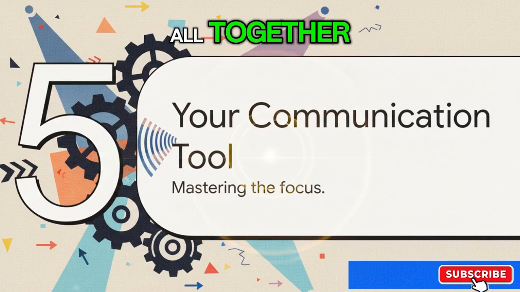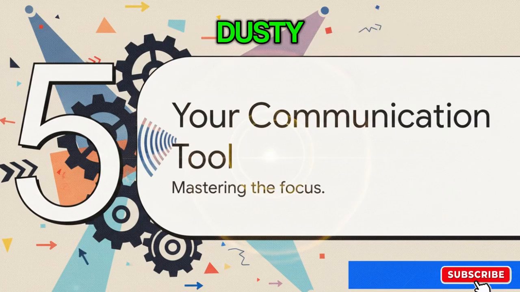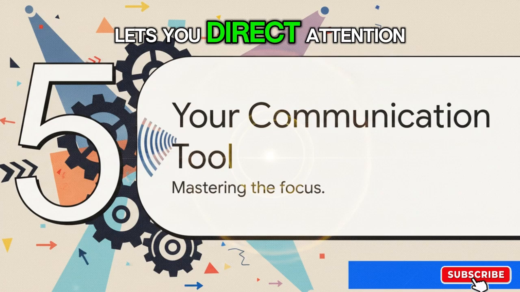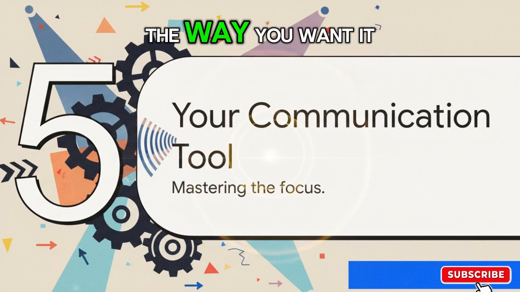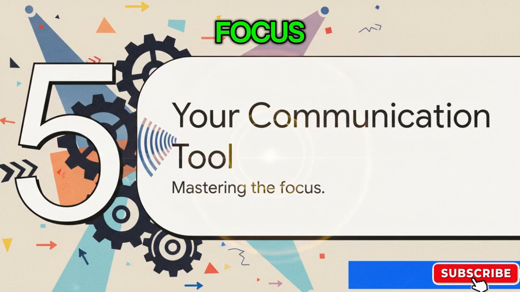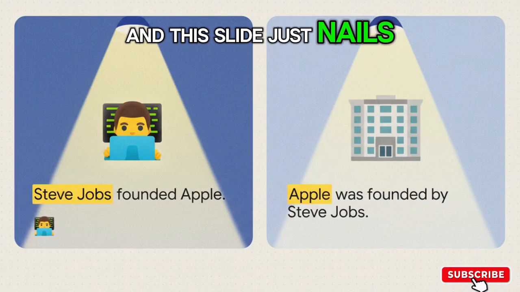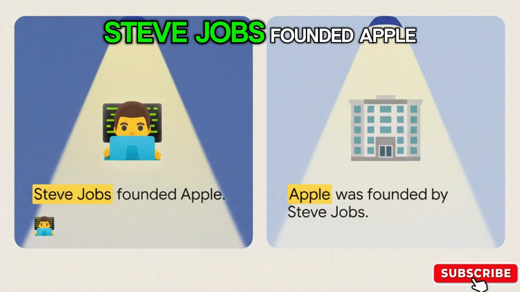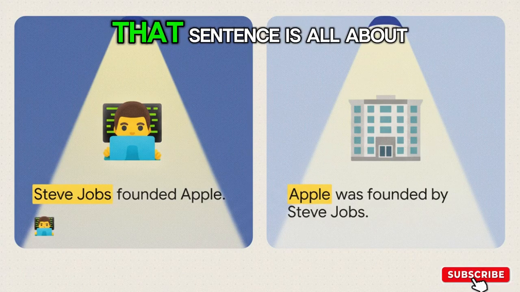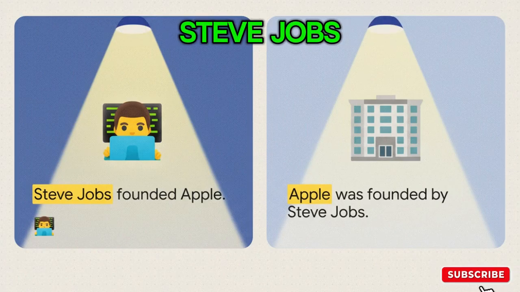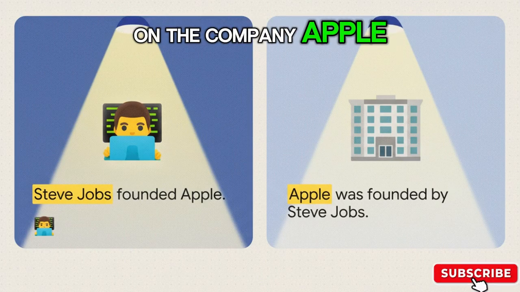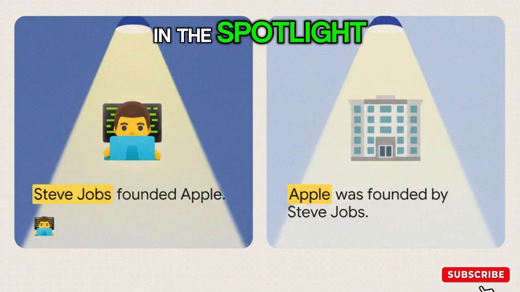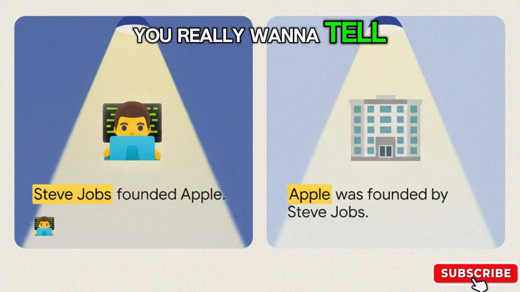So when you put this all together, you start to see that the passive voice isn't some dusty old rule to avoid. No way. It's a precision tool. It lets you direct attention and tell a story exactly the way you want it told. It's all about mastering the focus. And this slide just nails that point perfectly. Look at the 2 sentences. Steve Jobs founded Apple. That sentence is all about the man, Steve Jobs. But Apple was founded by Steve Jobs. That one puts the focus on the company, Apple. See? Neither one is wrong, but they each put a different character in the spotlight. It's your choice which story you really want to tell.